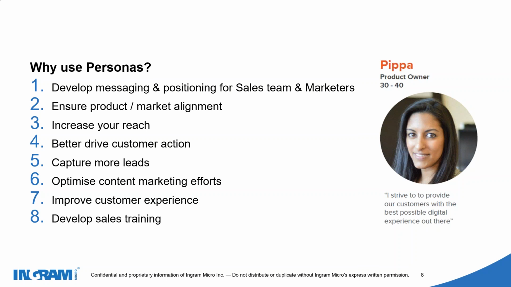marketing team. Other key benefits: product and market alignment. Let's make sure your products are aligned to what the customer actually needs. You can increase your reach, and that's your messaging and your marketing out there. You drive a better customer action, and that's key because there are lots of marketing messages out there. But if you can really tap into what the challenge or the fear is in your persona, your prospect, you're much more likely to drive a customer action, like downloading something or making an inquiry to your company.